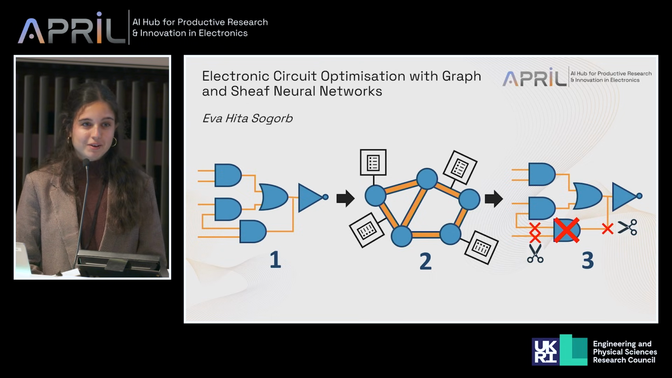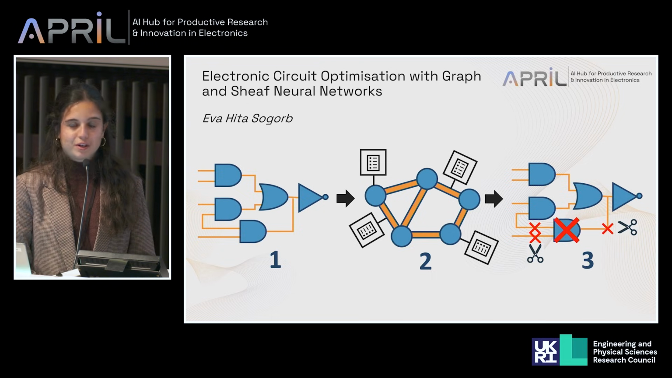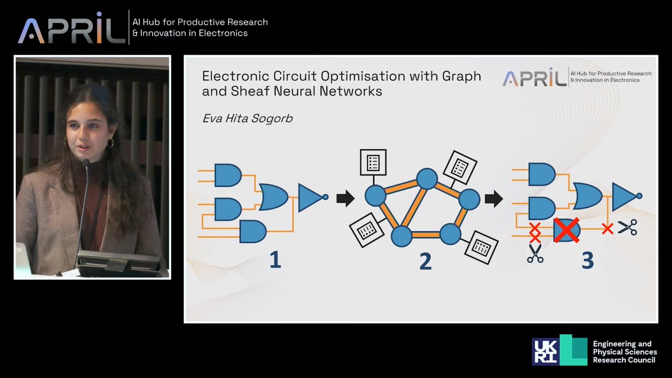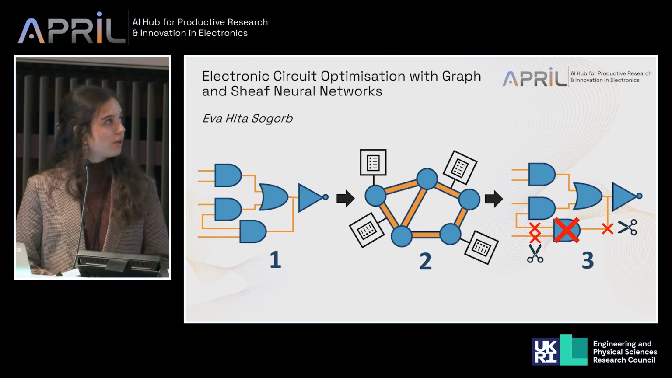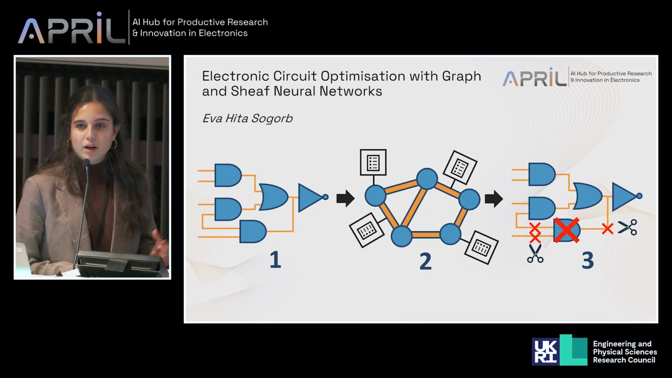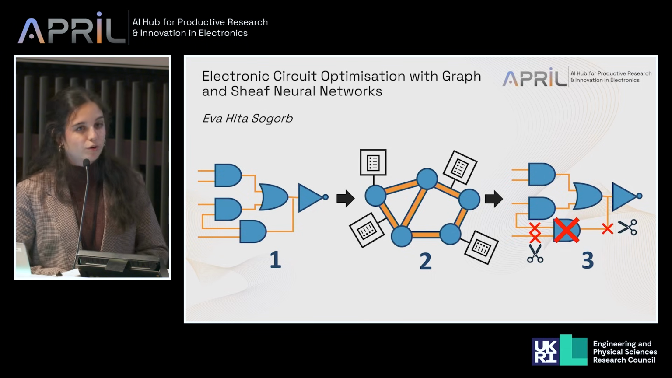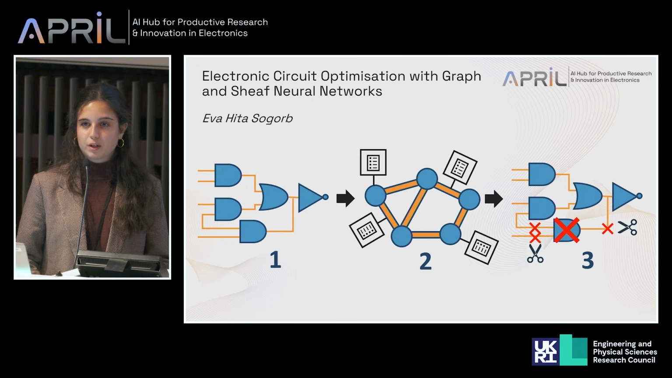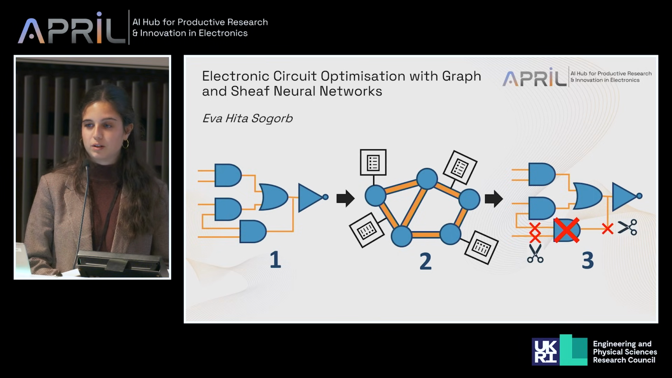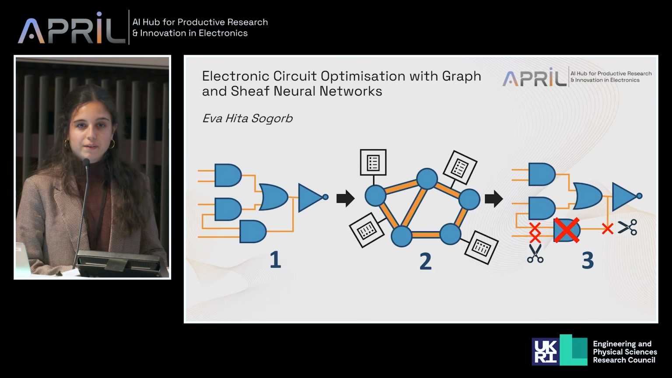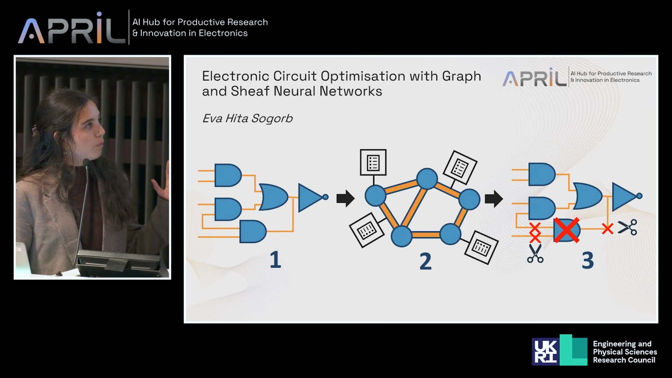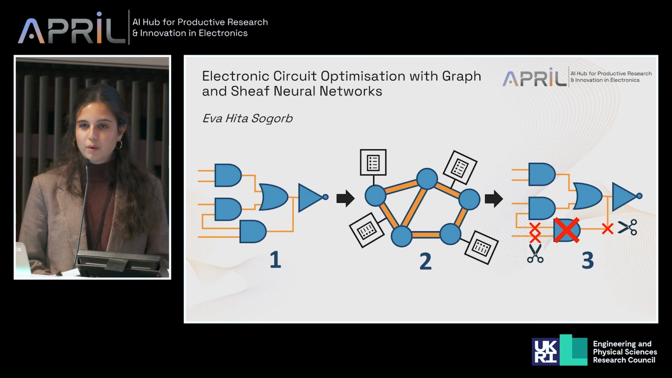So my name is Eva, and I'm a PhD student at the April AI Hub, and I was also one of the Google DeepMind research interns this summer. And this is what my project is trying to solve. So what I'm trying to do is to get a circuit representation in the form of a sheaf, which comes from the algebraic concept of algebraic topology, and get a sheaf neural network to learn this automation process so that we can end up with an optimized circuit that saves power, area, and components in general.